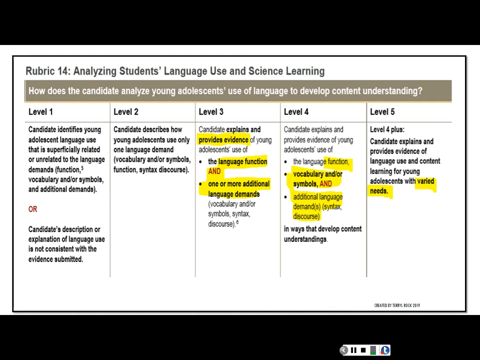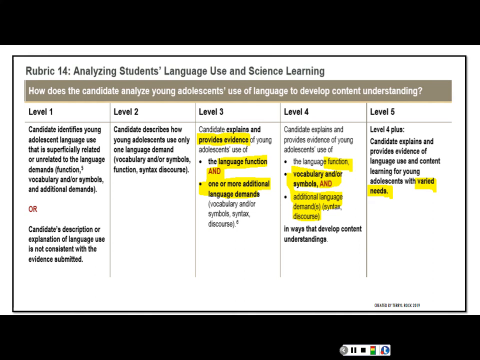So for the syntax and discourse, I know for the discourse that's usually their summative assessment. No, no, it's got nothing to do with assessments. It's talking about the language in your lesson. Doesn't have to be an assessment. Doesn't need to be an assessment. Probably won't be an assessment.